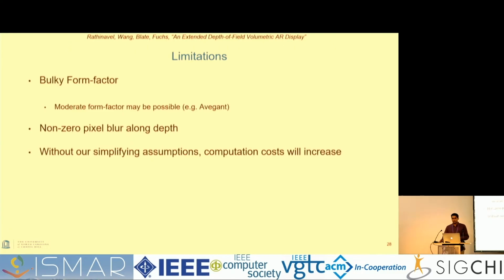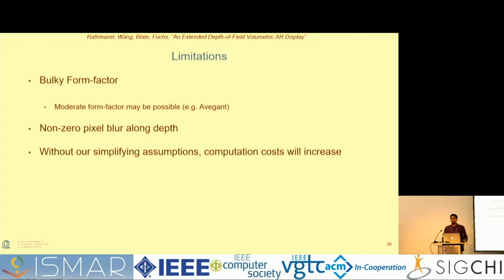Okay. So some of the limitations of our approach are that it's kind of a bulky form factor for now. We are positive that it can be made into a moderate form factor, and one example that I want to point out is Avegant displays, which also use a DMD chip in their display. Getting to a smaller form factor than moderate will be a challenge, but that's a challenge for any near-eye display that uses a DMD or LCOS projector. And we also have a non-zero pixel blur along depth.